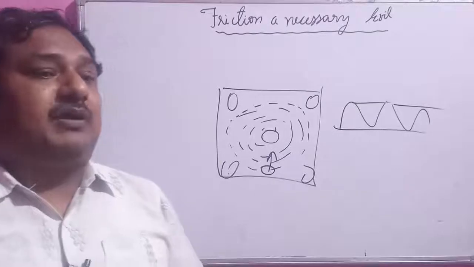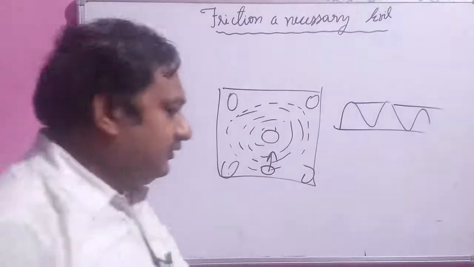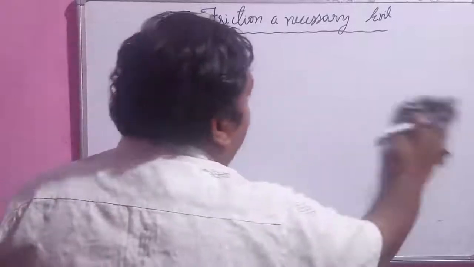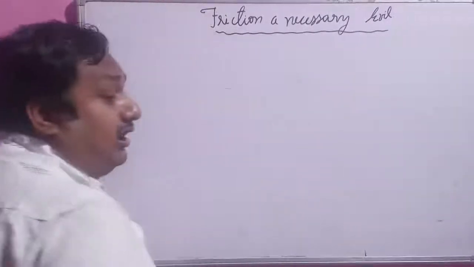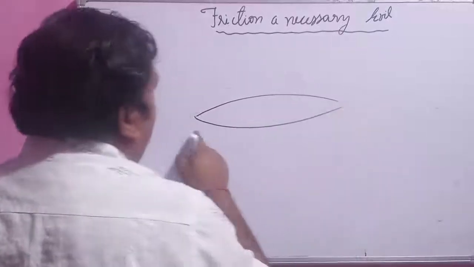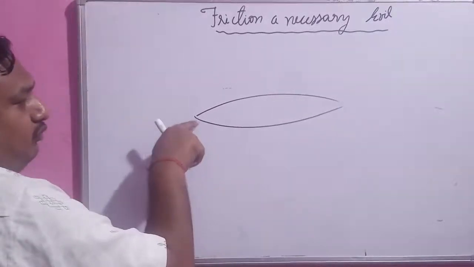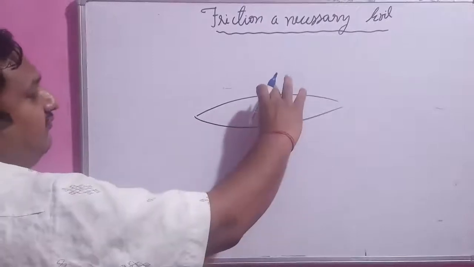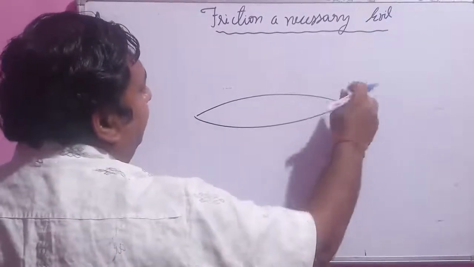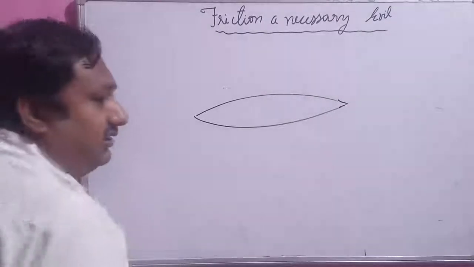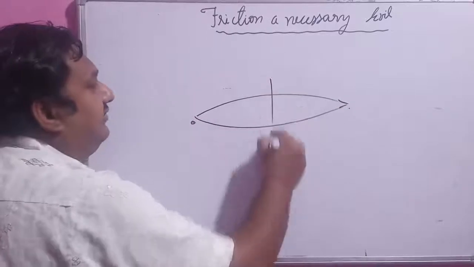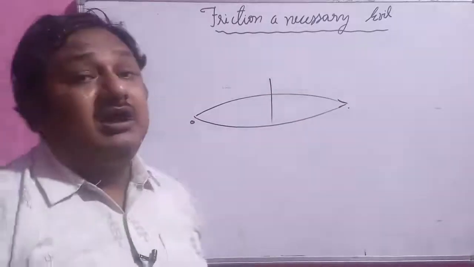Now the fifth part is streamlining. In nature you see fish and different marine animals, and most of these animals have pointed ends, and are wider in the middle, and again pointed at the end. So here it has pointed ends, and here it is narrower. This particular shape is known as streamlining.